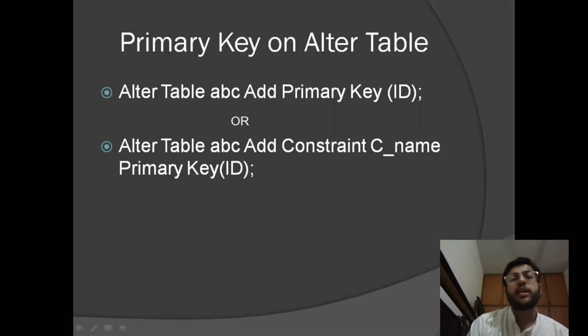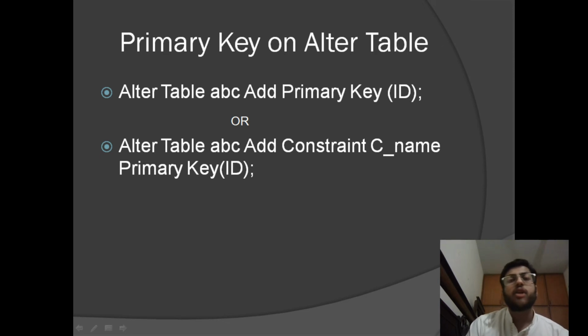Now how can we add the primary key in an alter table query? Simply we have to write alter table ABC add primary key (ID). Now what we are doing here is writing the keyword add and then the constraint, that is the primary key, and then the column within the parentheses, that is the ID. So we are giving the primary key constraint to the column ID, right?